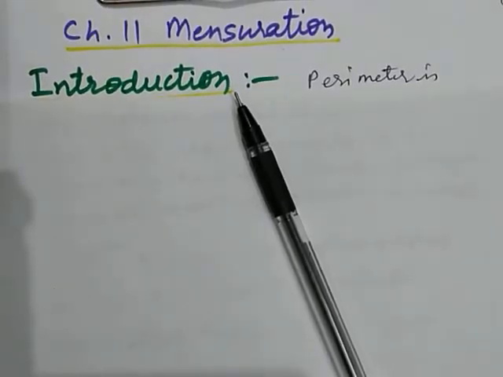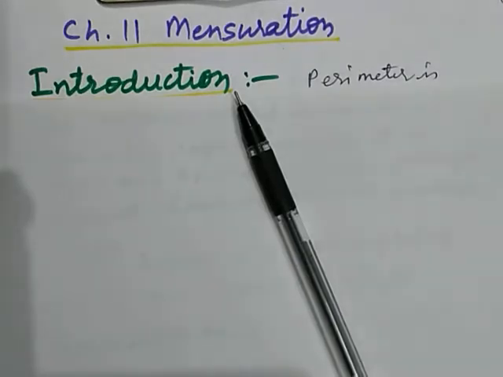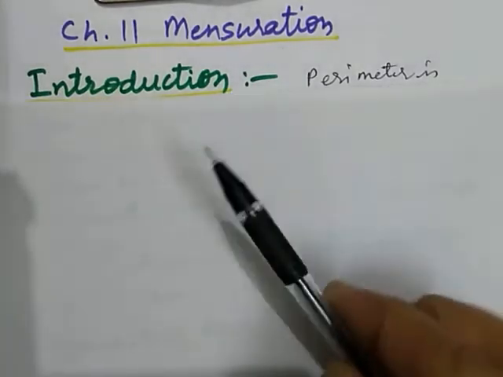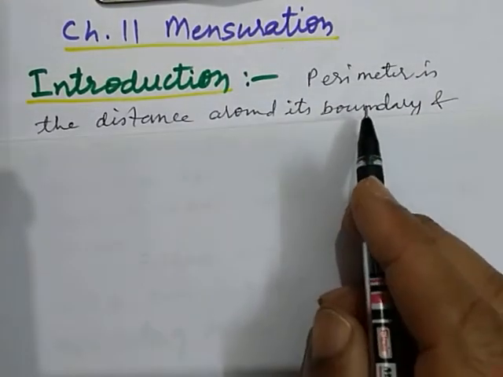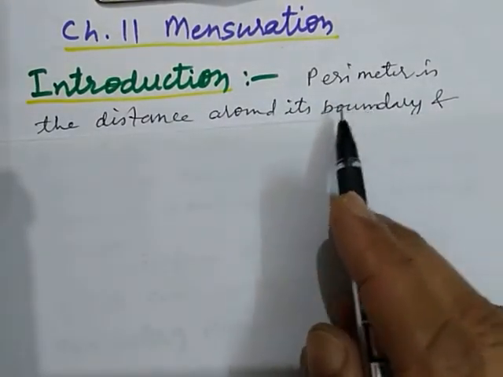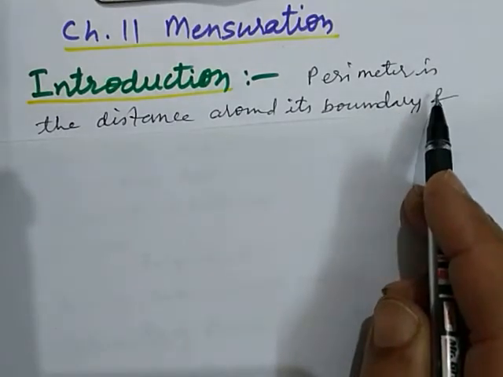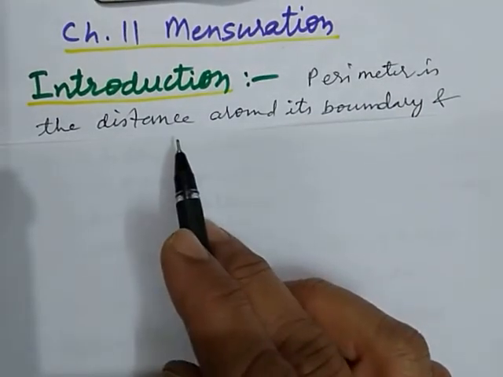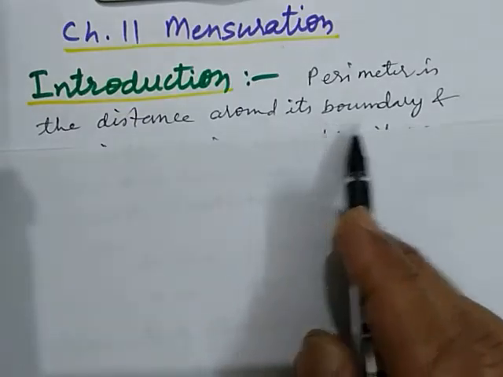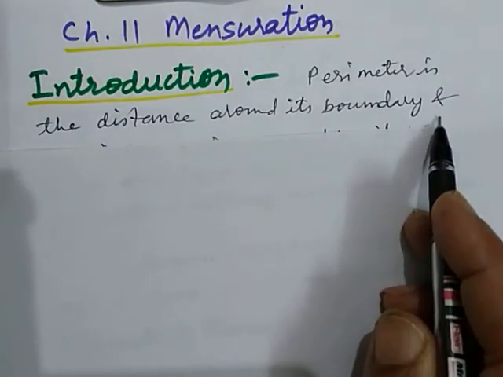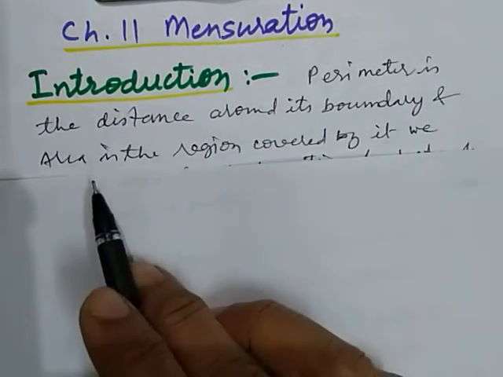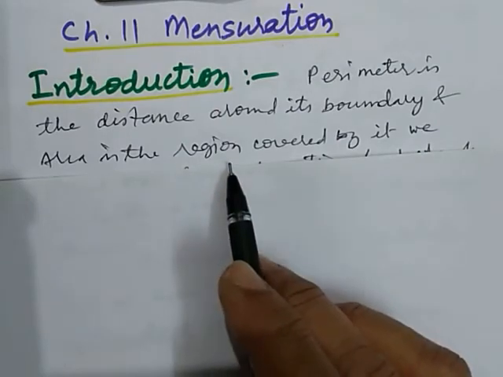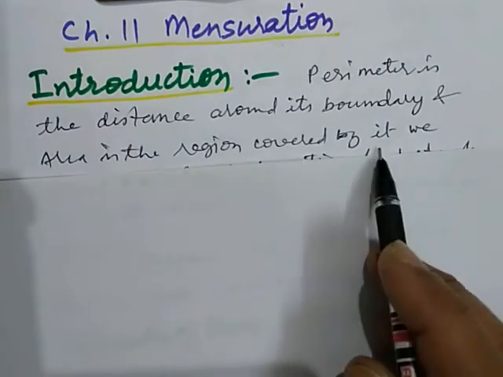Starting new chapter 11, mensuration. Introduction. Perimeter is the distance around its boundary and area is the region covered by it.